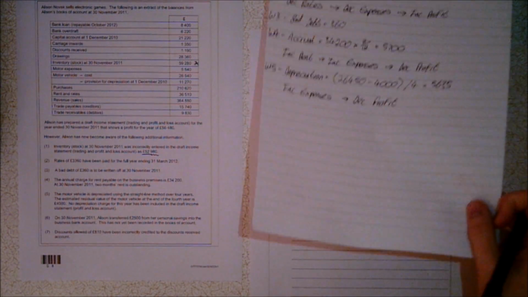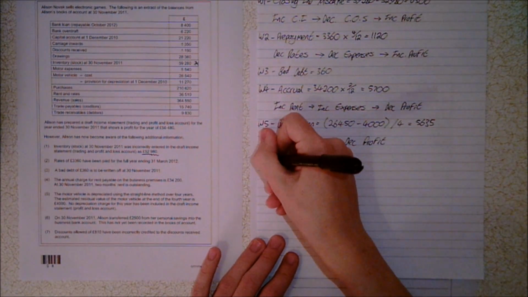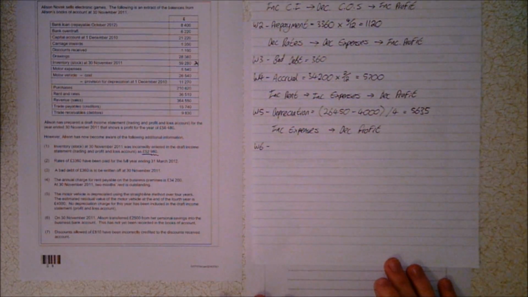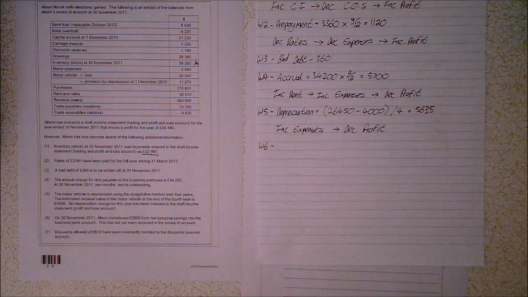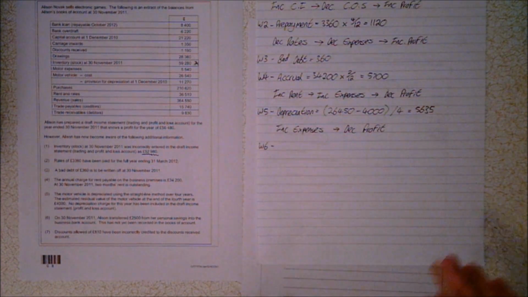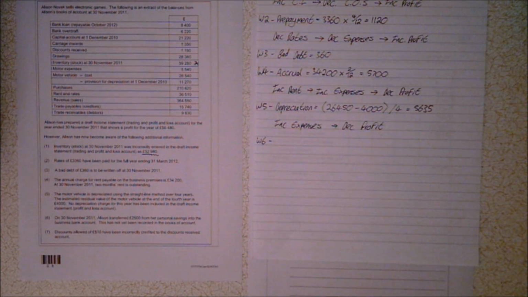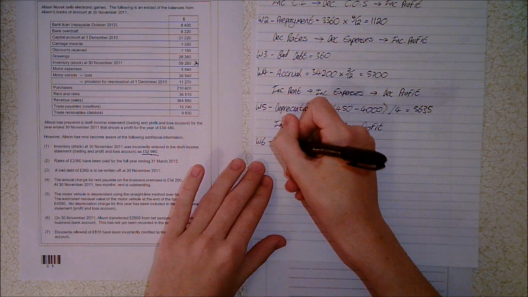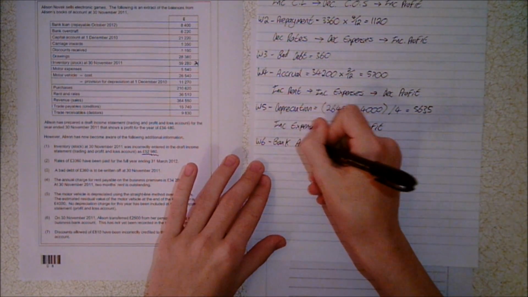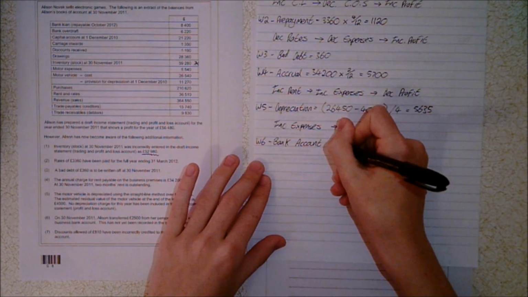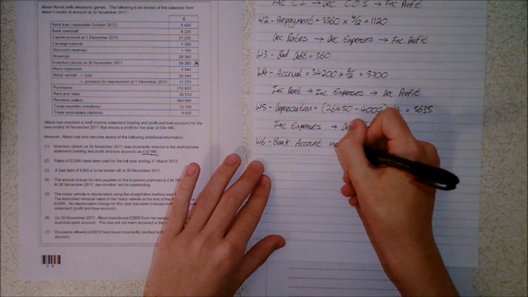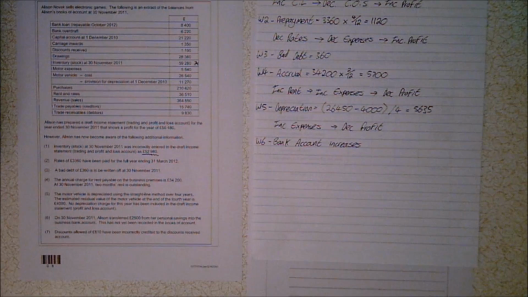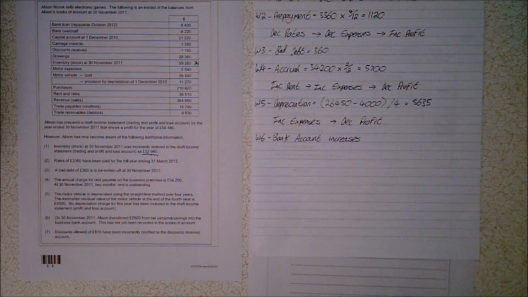Okay, so transfer from the savings. Alison transferred £2,000 from her personal savings, so her own money, not the business's money, into the business bank account. This is yet to be recorded. So what has happened here? Well, we've put money into the bank account, so the bank account increases. That's not going to affect profit though, is it? That has no effect on profit. That's more of a balance sheet issue, isn't it?